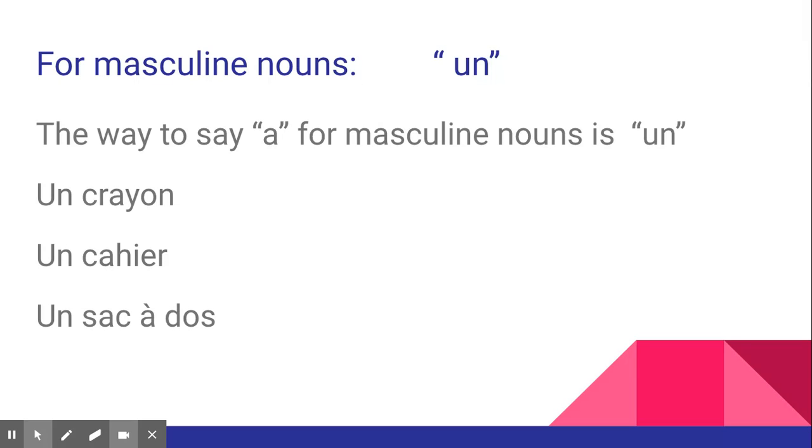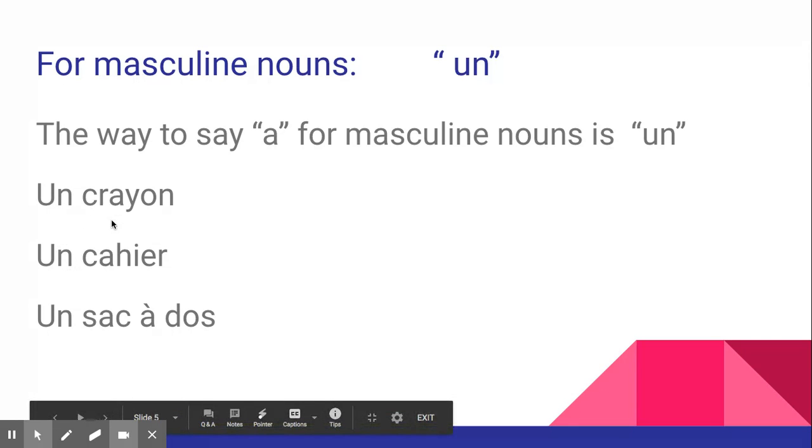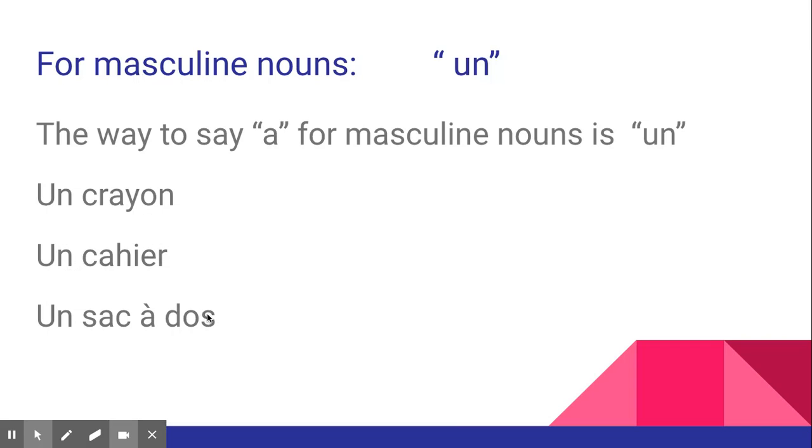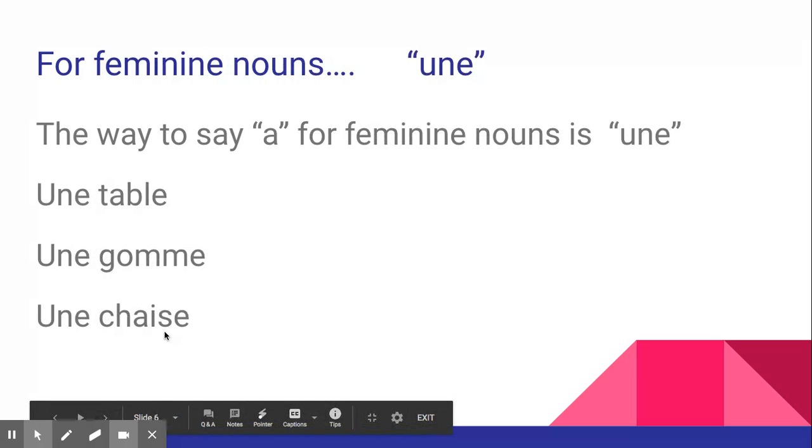All right. So we have un crayon, un cahier, which is a notebook, and un sac à dos, which is a backpack. These all have un in front of it. So that's a hint to you that these words are all masculine, right? You don't have to look it up in the dictionary. You don't have to ask me if crayon is masculine or feminine because you see un before it and you're like, oh, I know that un means a for words that are masculine. So this means a pencil, a notebook, a backpack.